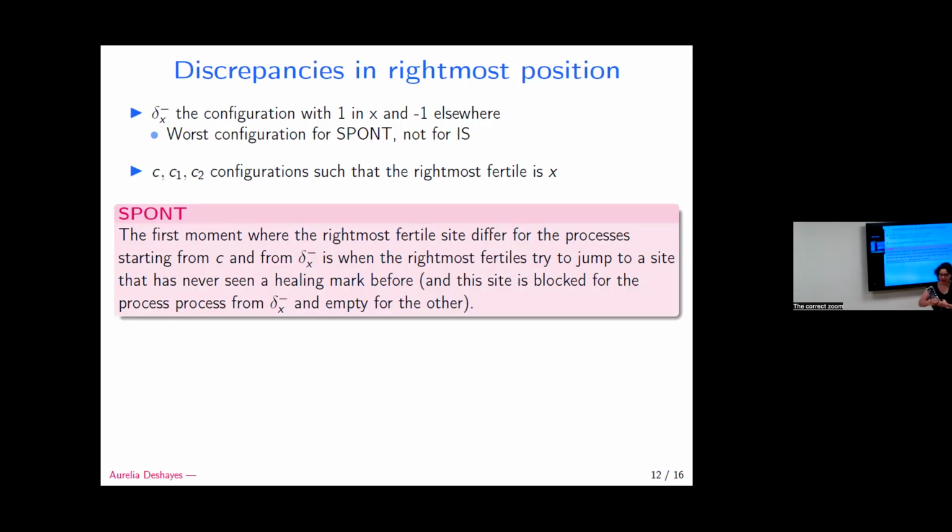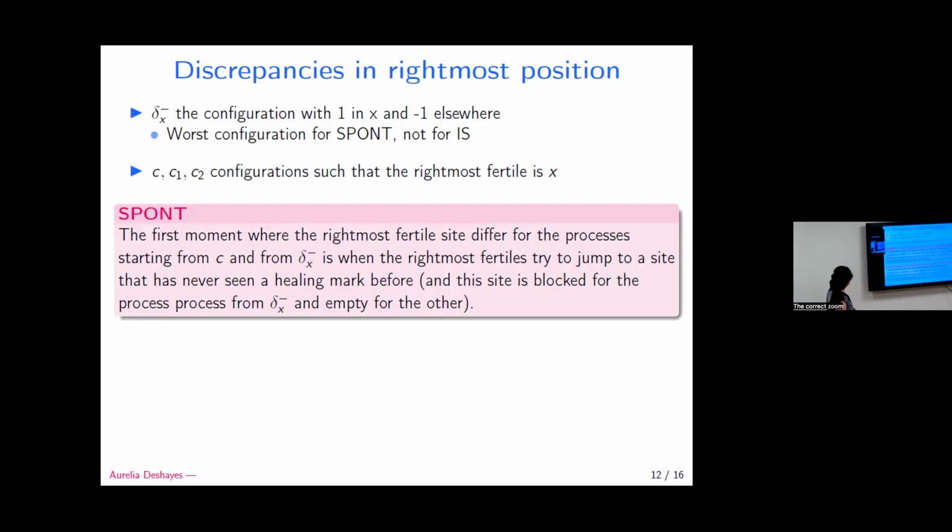Okay? When the configuration splits at the rightmost, it has to be when the rightmost tries to jump to the right to a site that has never seen a healing mark. The idea is that if, when I try to jump to the right, there was a healing mark, in fact the environment is the same and they will both jump. Okay?